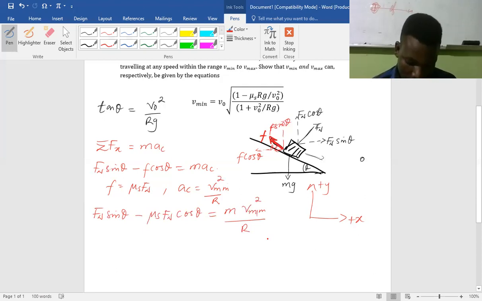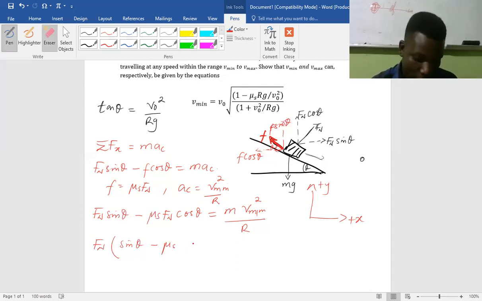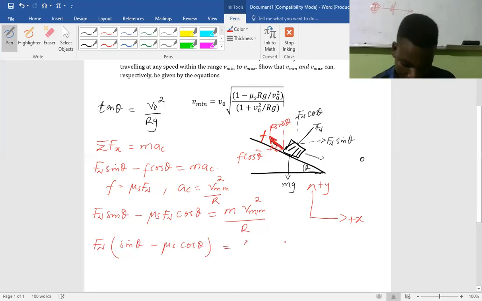Okay, so let me even factor out the normal force in advance, because I know that we'll need something like that. It's going to be equal to sine theta minus, normal force has been factored out, cos theta, m v min squared over R. So let that be my equation 1 from here.